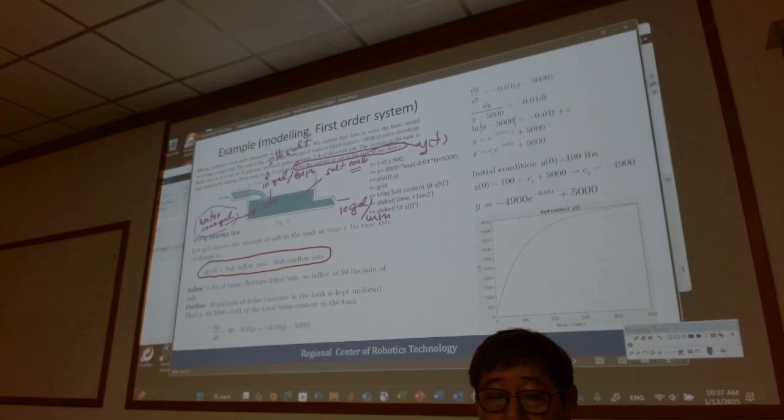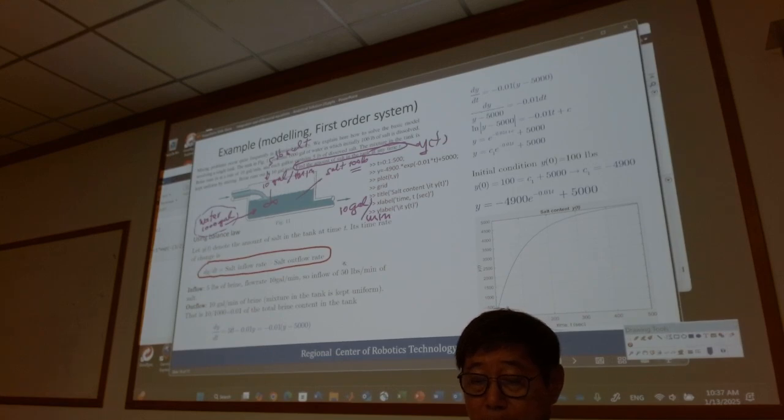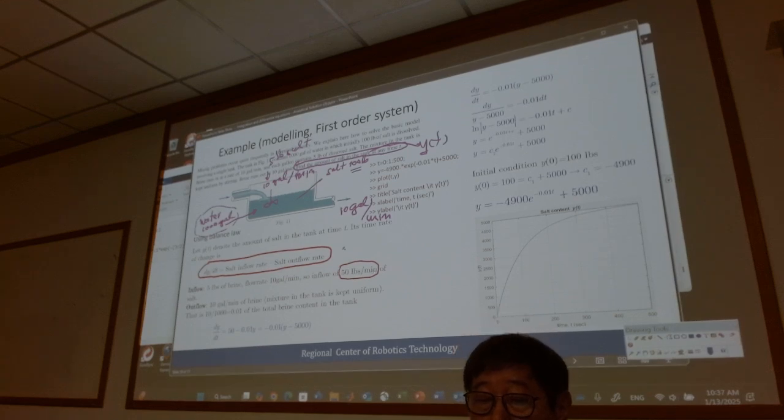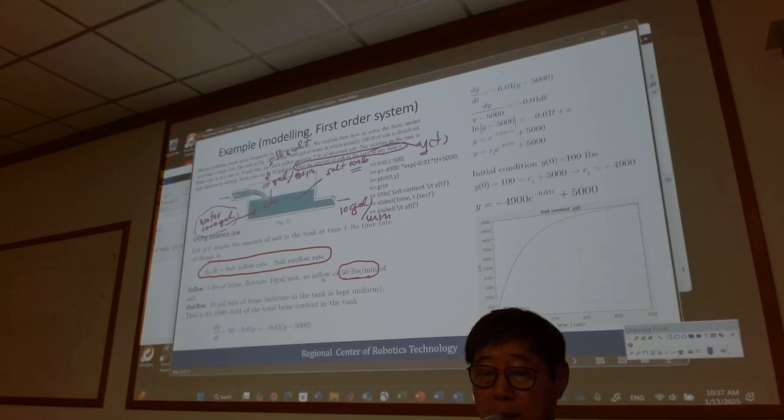This is a balance law, right? Salt inflow rate is 50. Each gallon contains 5 pounds, and you have 10 gallons, so the salt input is 50 pounds per minute. That is the inflow. Then the outflow, this one.